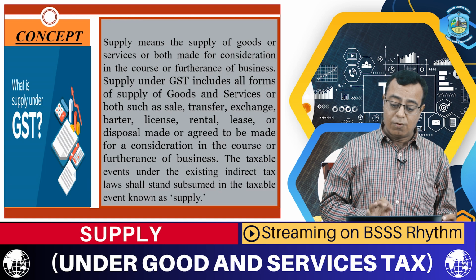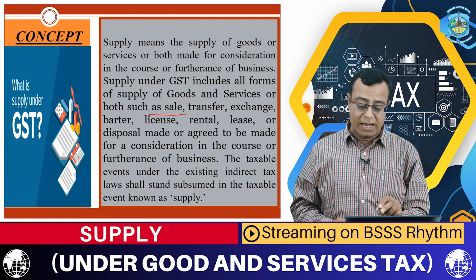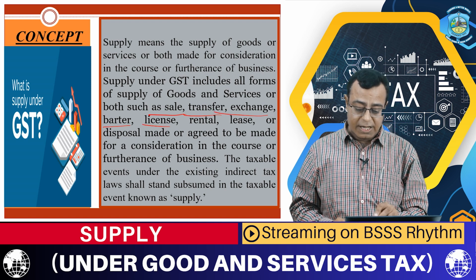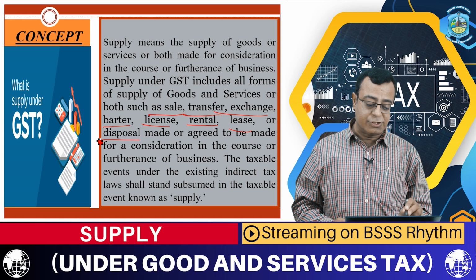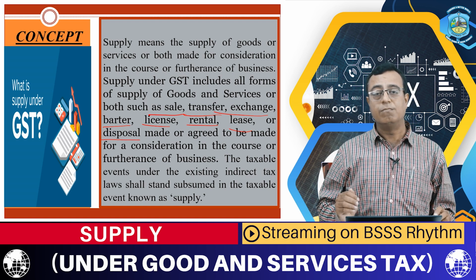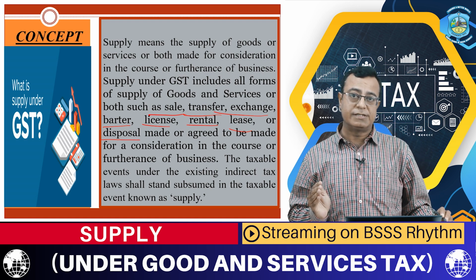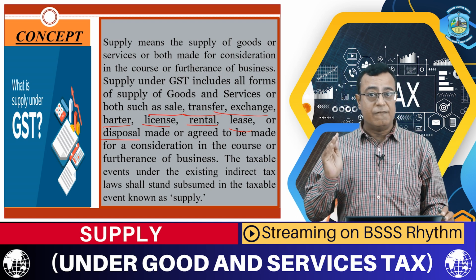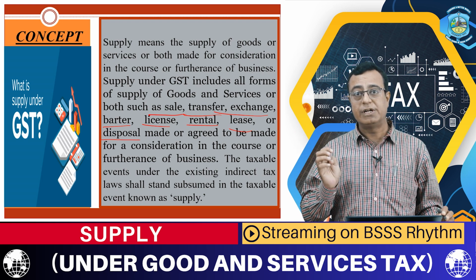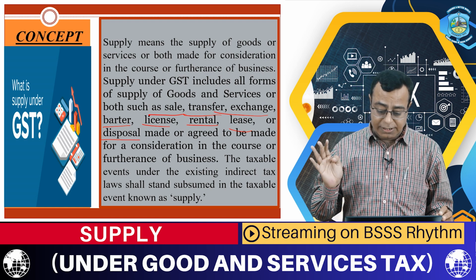Now, what we have to include in the term of supply? We have to include under the term of supply sell, transfer, exchange, barter, license, rental, lease and the disposal of any particular asset. All these are the different forms of the supply. Before introduction of GST, we have 2 different taxes. On the goods, we have VAT. On the services, we have service tax. GST is charged on both goods and services. So, all different forms of supply are taxable under the GST law.